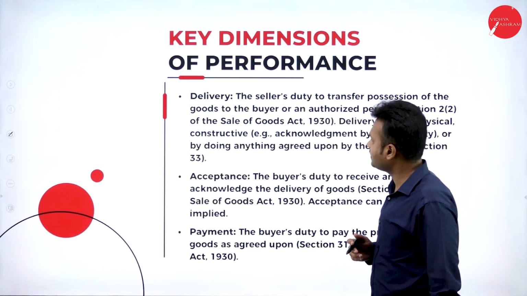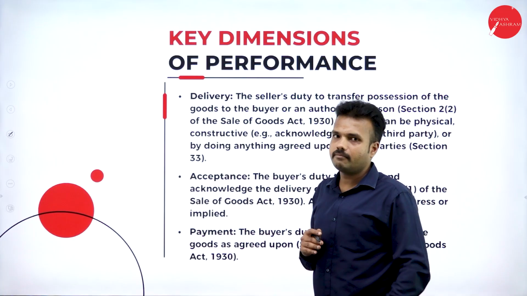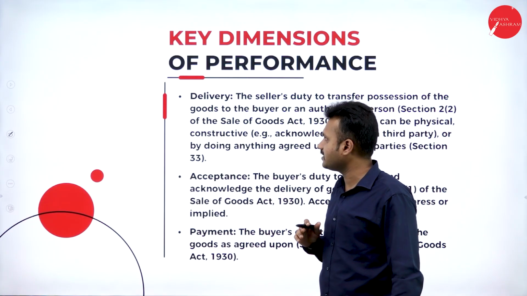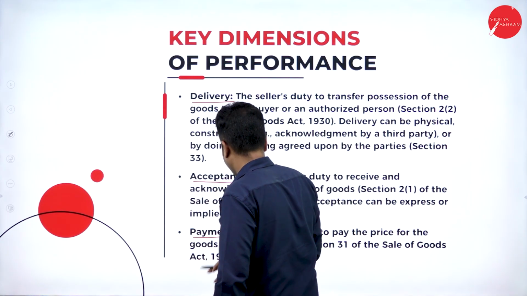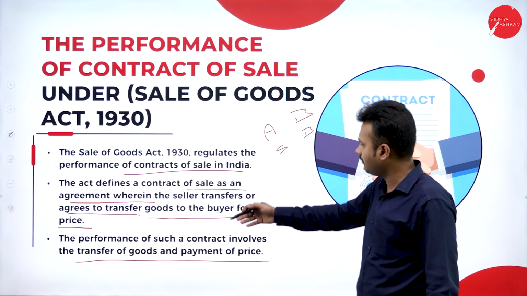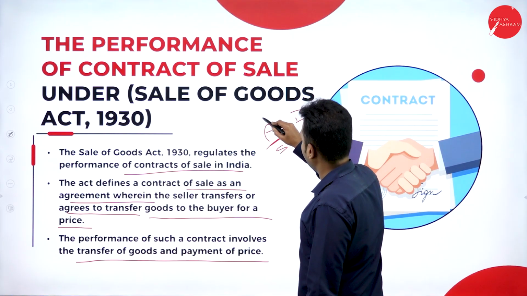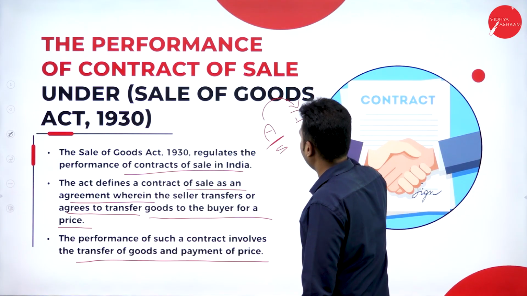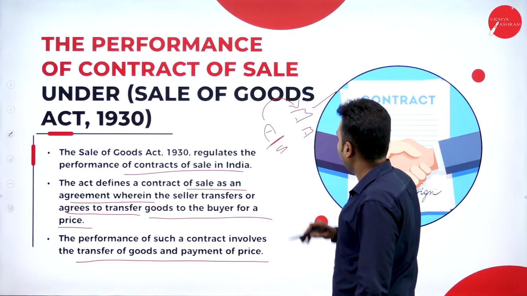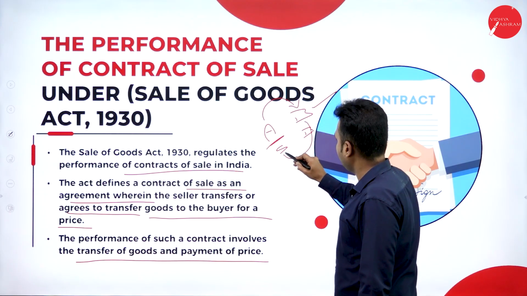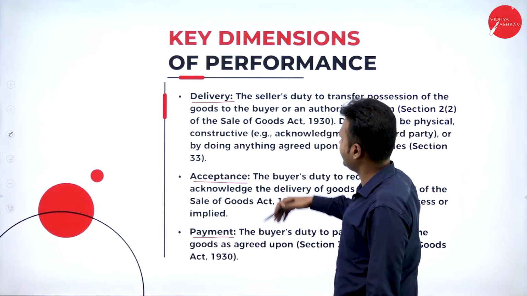Under the Sale of Goods Act 1930, it is classified into 3 dimensions, 3 activities that I can say. First one is delivery, acceptance and payment. Very simple, as I gave you the example here. Mr. A is going to deliver the goods to Mr. B. Mr. B is going to accept the goods, and Mr. B is going to do the payment to Mr. A. So it is about the Sale of Goods Act.